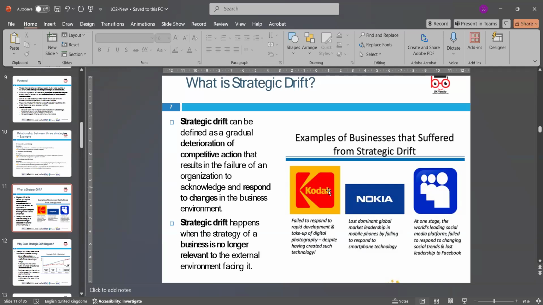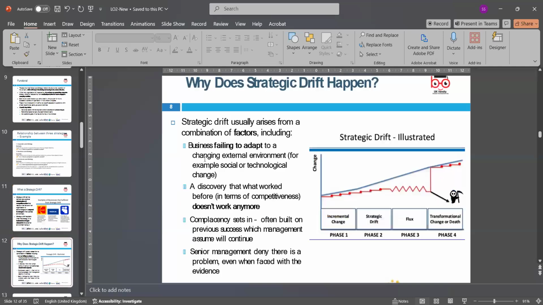What happened? Either they are losing the market share, compromising on the profit, and in worst cases, you have to close down your businesses. There are some reasons why strategic drift happens. For the first and most important, you are not responding to the external environment. The reasons maybe you haven't done the external environment analysis and you haven't reviewed your policies and your strategies.